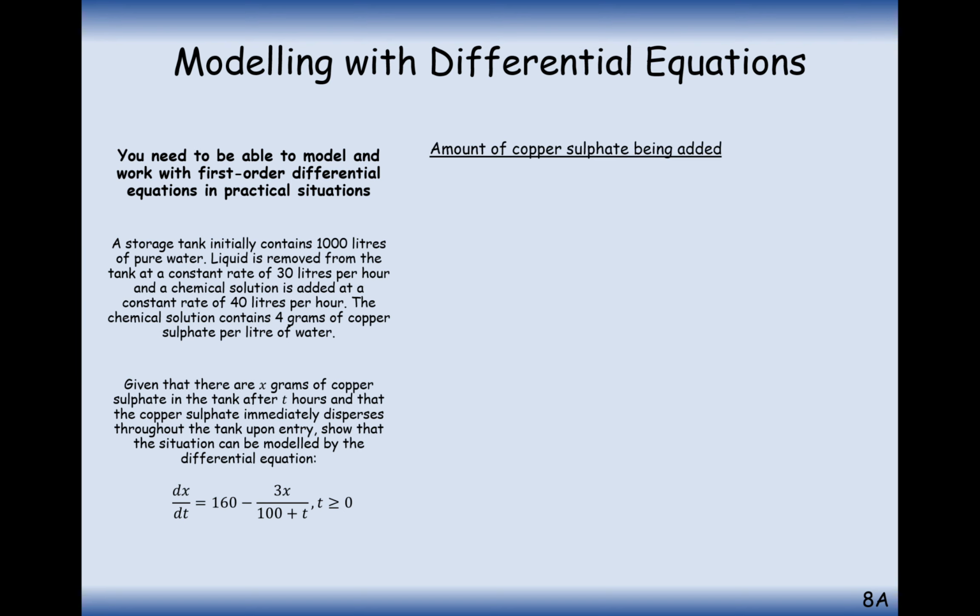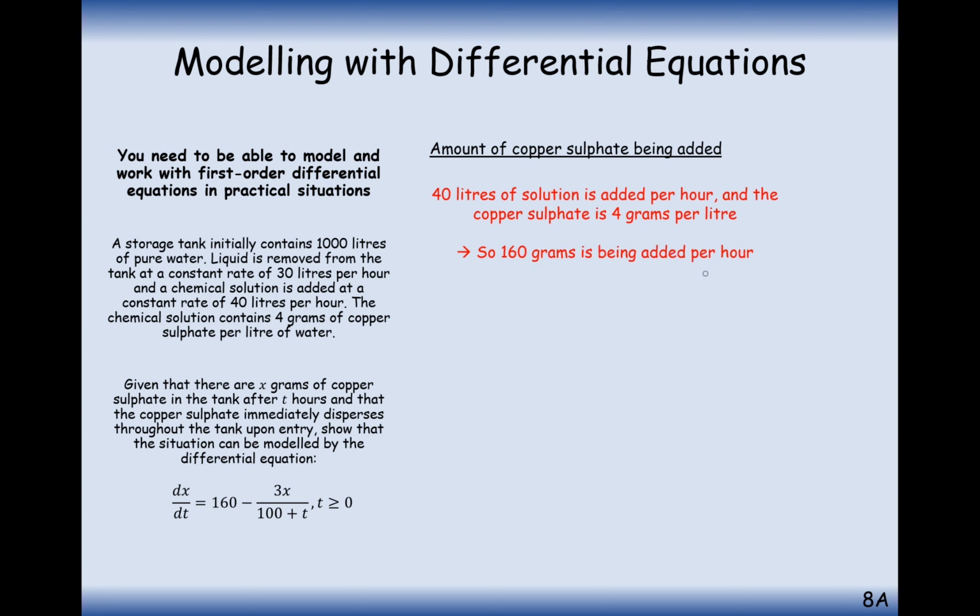Okay, let's get started. The amount of copper sulfate being added. Well, if we add 40 litres of solution per hour, and the copper sulfate is 4 grams per litre, then it's going to be 160 grams being added to the tank every hour. That will later on be affected by some leaving. Some of that 160 grams that was added in the first hour will leave in the second hour, but every hour, at least, there will be 160 grams added to the tank. So that's why we have 160 at the front of this equation.